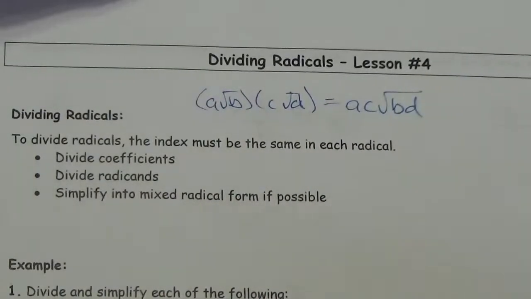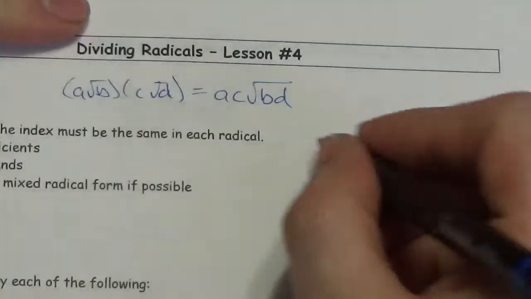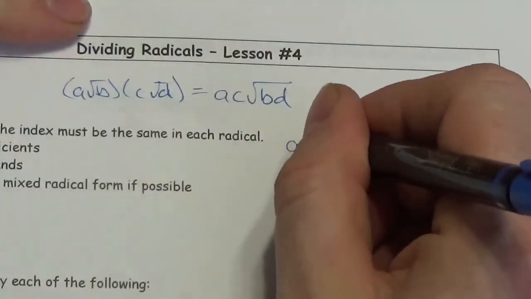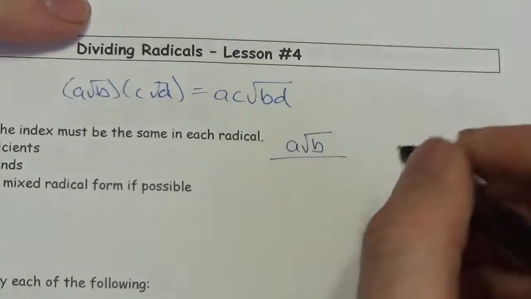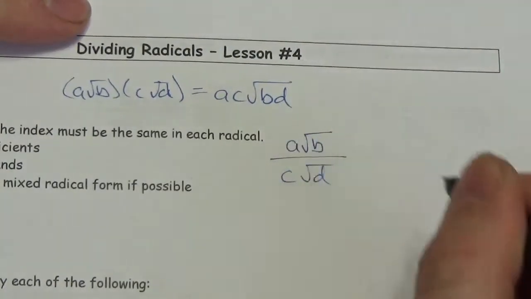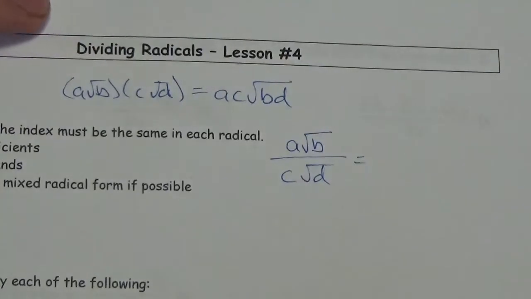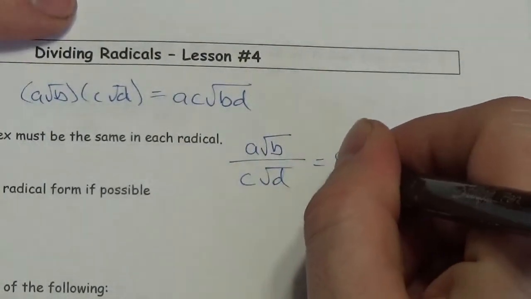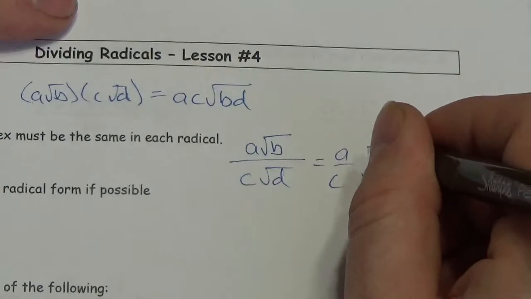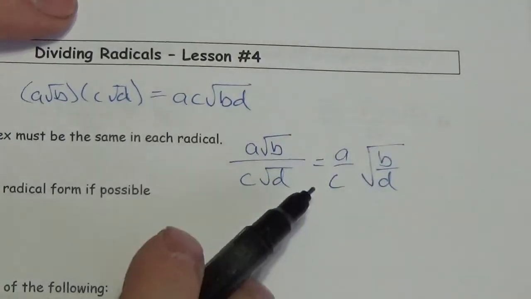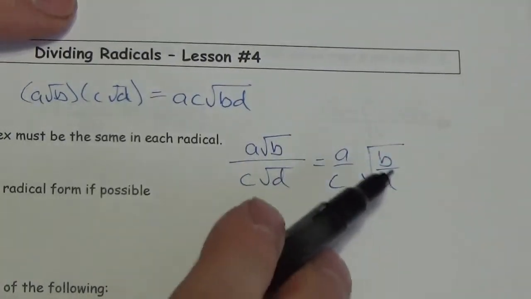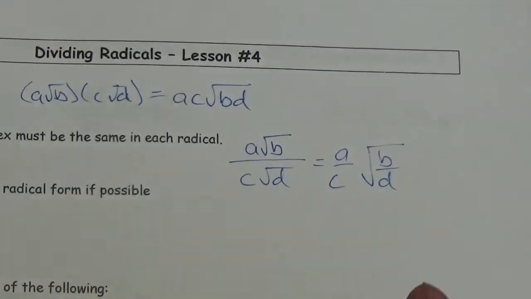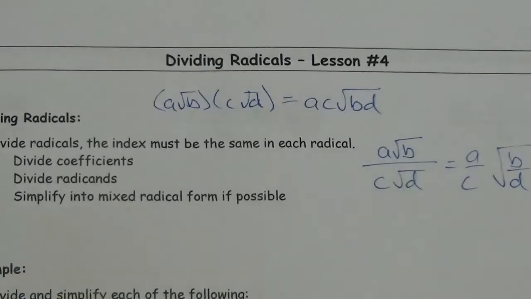Well, actually, we do the same thing here. If we had a root b divided by c root d, another way we could write this would be a over c multiplied by the square root of b over d. And then we could simplify that fraction to get it down to as simple a form as we can. That's where we're going to start when it comes to dividing radicals. Now we're going to take a look at a bunch of examples.